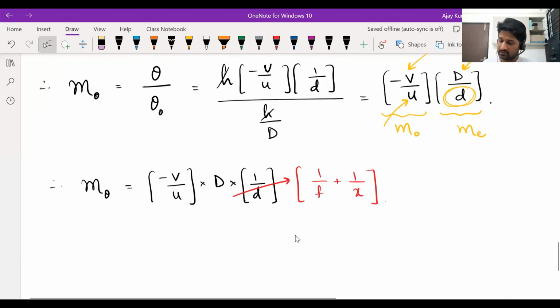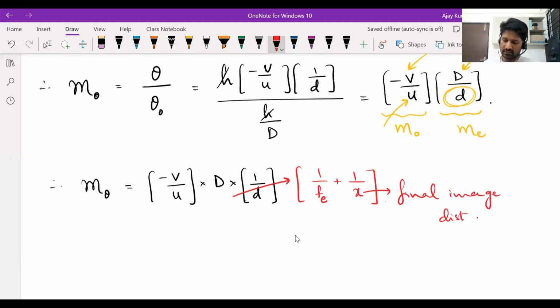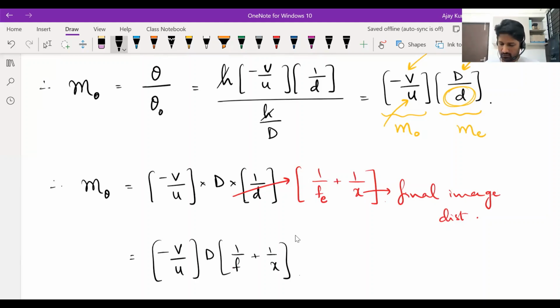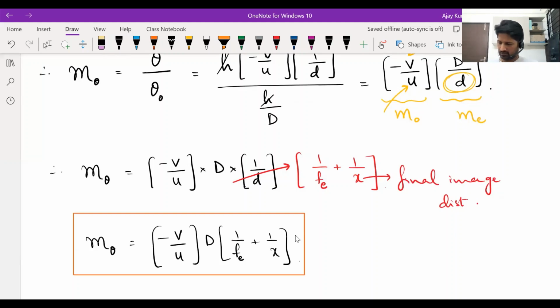Now, whose focal length is this? Focal length of the eyepiece, the second lens. And x is the final image distance. So using this formula, minus v by u into D into 1 by f plus 1 by x, you can tell the magnification produced by a compound microscope for any image distance, not just at infinity. So this is the general formula for magnification produced by a compound microscope. We'll solve one problem based on all this.